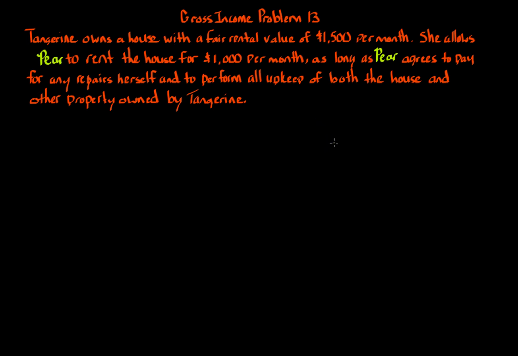She allows Pear to rent the house for $1,000 per month, even though the fair market value is $1,500 per month, as long as Pear agrees to pay for any repairs herself and to perform all upkeep of both the house and other property owned by Tangerine. So let's see what's going on. We have Tangerine and we have Pear. Whenever you have something this complicated, it always helps to start by writing out exactly what's going on.